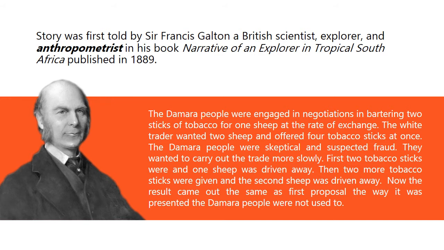Now the result came out the same as the first proposal, but it was presented in a way that the people were not accustomed to. So in his book, Sir Francis writes about this account, and this story creates the perception of Africans not being able to do simple arithmetic.